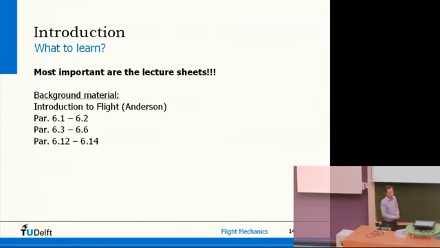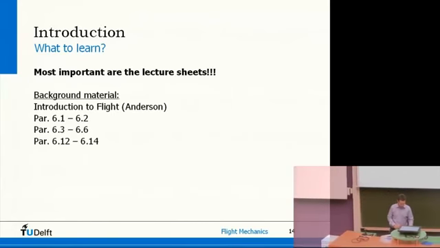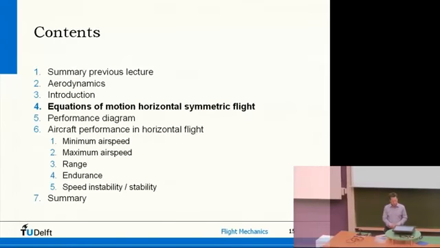The material you need to learn is covered in Anderson as well. So these are the paragraphs if you want to read a bit more at home. But let's quickly look at the equations of motion for horizontal flight. So the type of flight for cruise, maximum speed, minimum speed, and so on. So basically what I'm going to do is take these equations of motion and simplify them to the case that is relevant now.